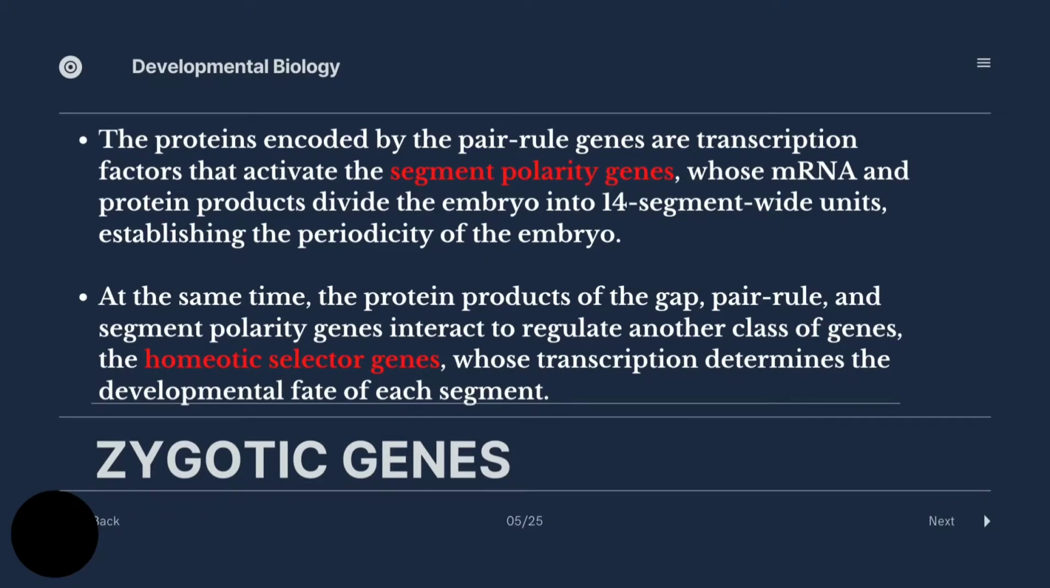The proteins encoded by these pair rule genes are transcription factors that activate another set of zygotic genes called segment polarity genes, whose mRNA and protein products divide the embryo into 14 segment-wide units, establishing the periodicity of the embryo. The protein products of these gap genes, pair rule genes, and the segment polarity genes interact together to regulate another class of genes called the homeotic selector genes, whose transcription determines the developmental fate of each segment.